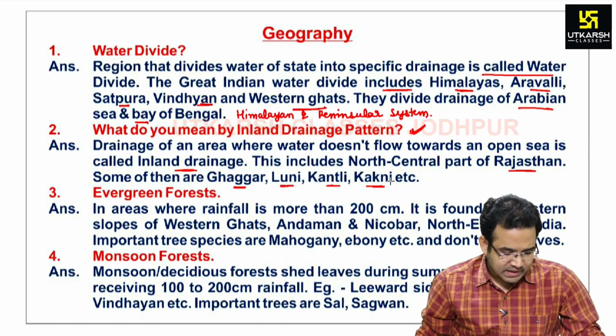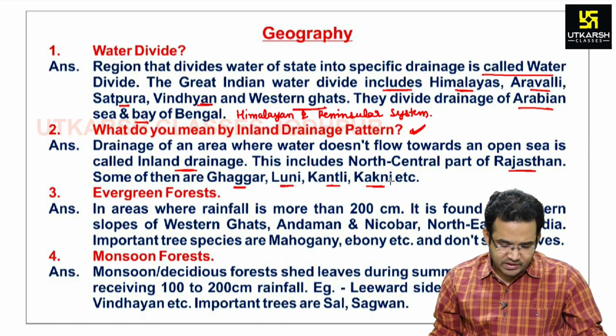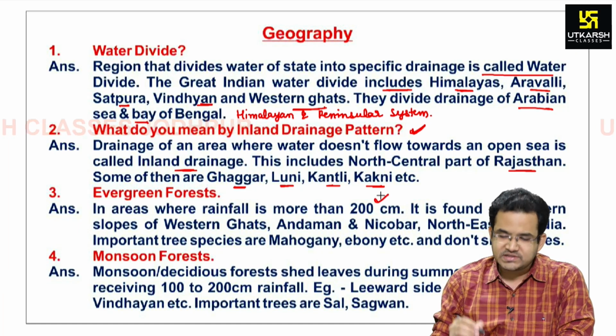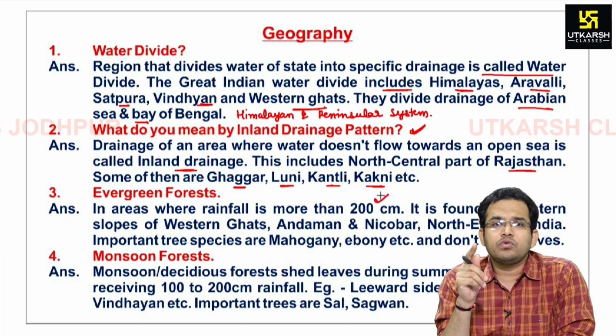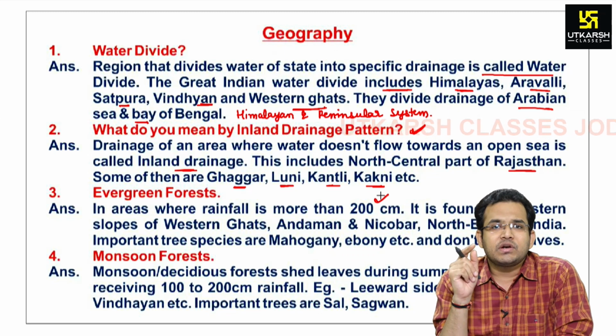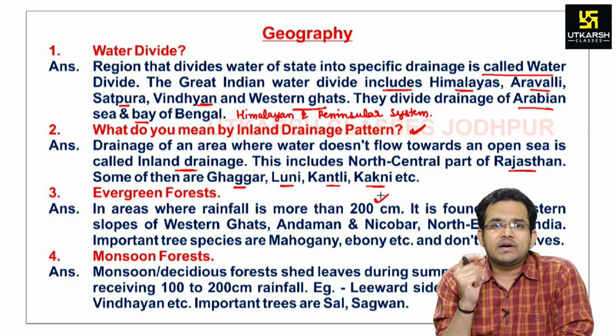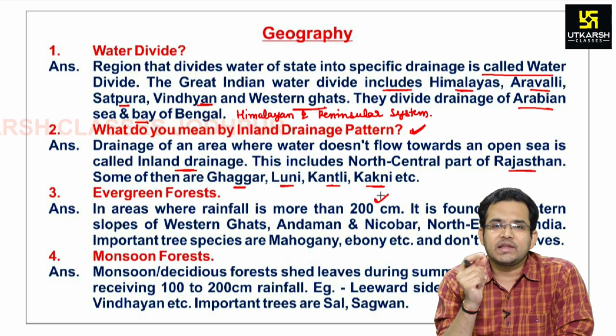Evergreen forest is another thing. Evergreen forest is found in areas where rainfall is more than 200 centimeter. Guys, if they ask you to write evergreen forest in 15 words, what you will do, you will cover the important features of evergreen forest in that part.